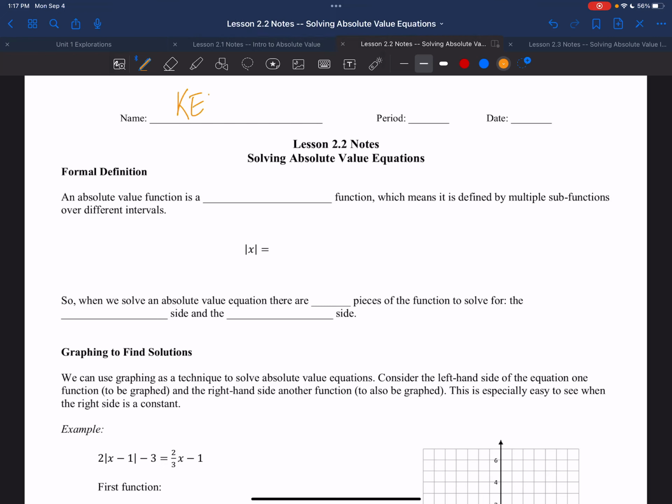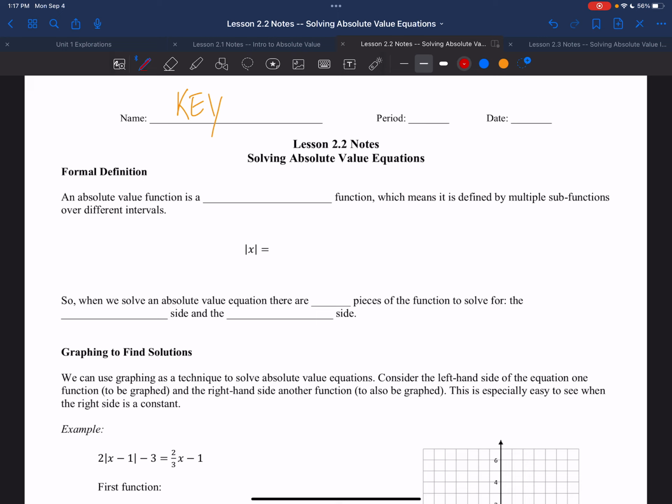Hello, and welcome to lesson 2.2 on solving absolute value equations. Hopefully, this will be a pretty short video, I'm hoping. Last time we talked about absolute value functions, their piecewise definition, how to graph them and things like that, right? In this video, we're going to be solving equations. Finally, find x, right? Solve for x, back to that good old stuff.